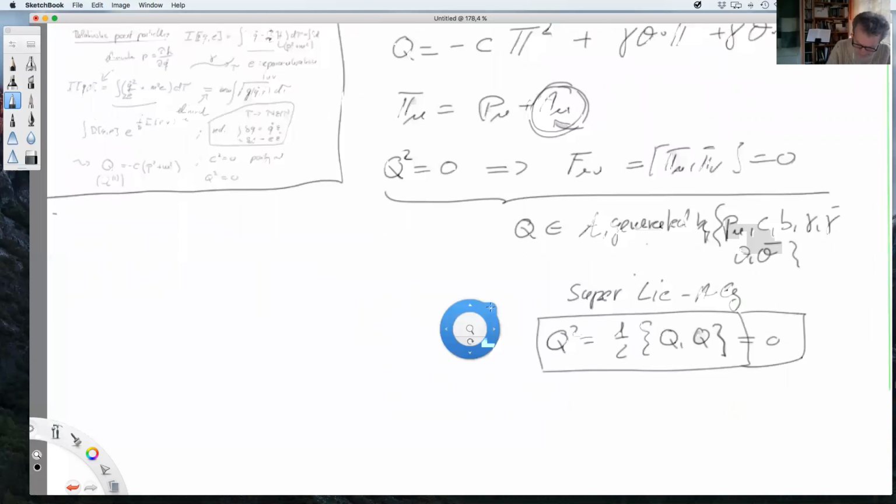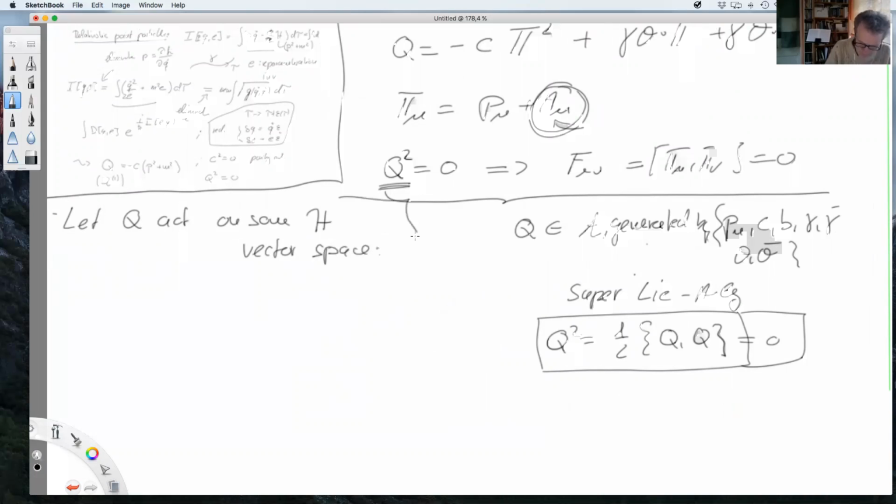what Siegel noticed, however: let us represent this nilpotent element Q. Let it act on a vector space. So let Q act on some vector space H. Okay, well, if it doesn't square to 0, maybe it doesn't square to 0 on this vector space either.